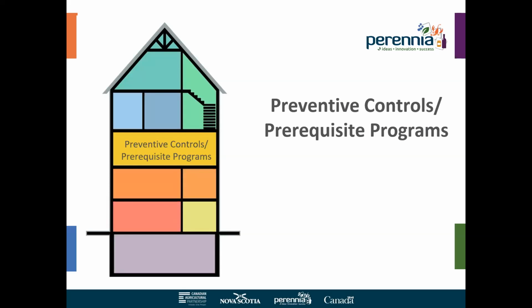So here at Perennia, we refer to food safety systems as a house. And we're going to talk about preventive controls for the next little bit. But with your house, you always start with a good foundation. And the foundation is management commitment. We then move up to the rooms of your house. So the rooms and the walls of a food safety house is preventive controls, also known as prerequisite programs. These preventive controls and prerequisite programs control the environment in which your product is being processed.